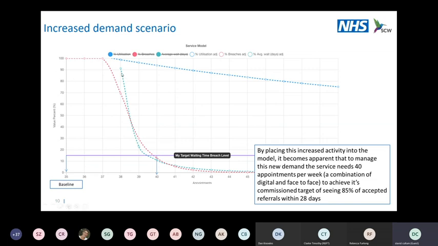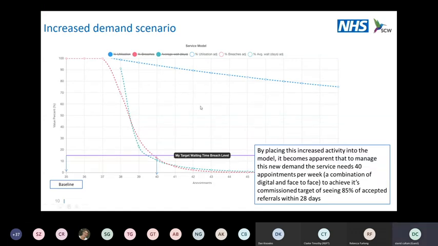The blue line, the bluey green line, dropping down as well, is the average waiting time. And that's coming down at 40 appointments to around 10 or 11 days average wait time, against a 28-day wait limit. So by increasing from 35 to 40 appointments per week, you should be able to continue to see all those children and young people, even though you've got more of them, all within 28 days.